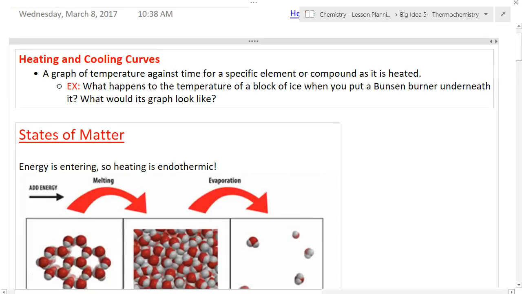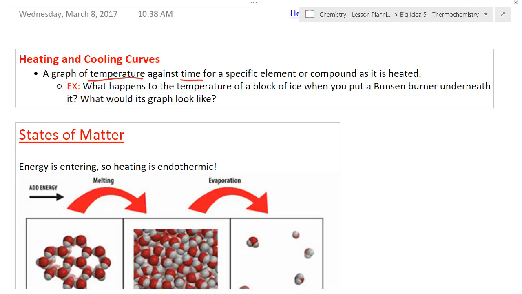Okay, so first off, heating and cooling curves. They're a graph of temperature against time for any specific element or compound. So this is just showing whether an element is either heating or cooling. An example of this is: what happens to the temperature of a block of ice when you put a Bunsen burner underneath it? What would the graph look like? So we're just trying to figure out what's actually happening to it.